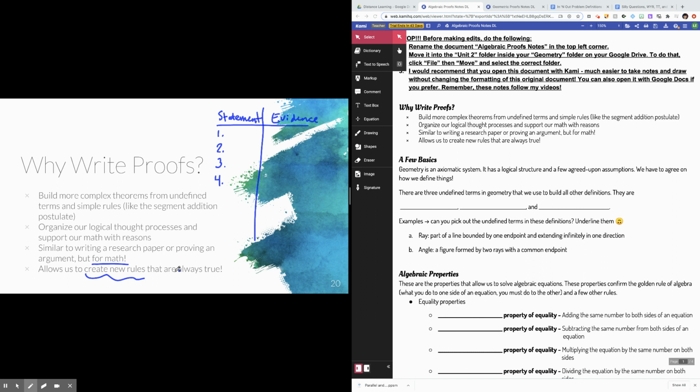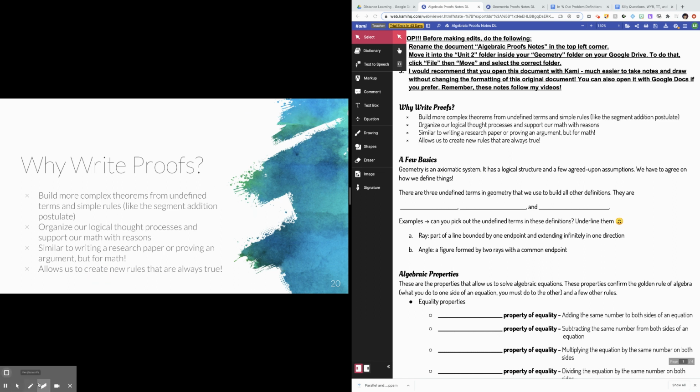So what we use deductive reasoning for and what we use proofs for is it allows us to create these rules from patterns and say that those are going to be true all the time. And what's cool is once you prove that something is true, you don't have to show that it's true again. Once we know that it works, then you can just use it to build other things, which is kind of cool.